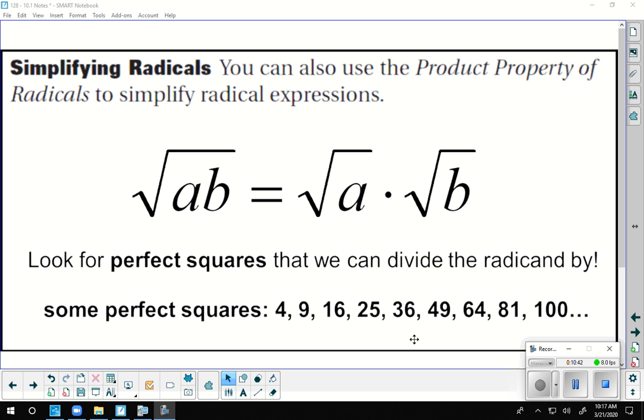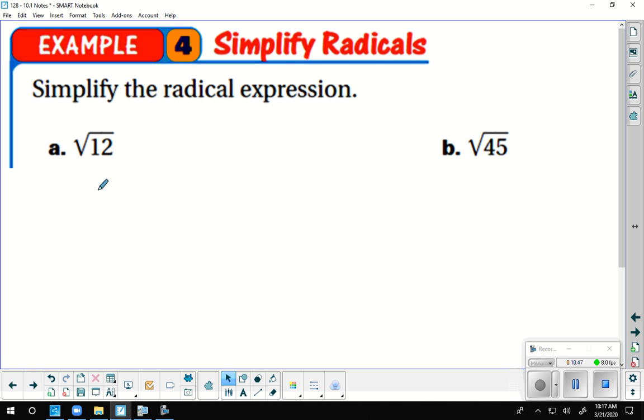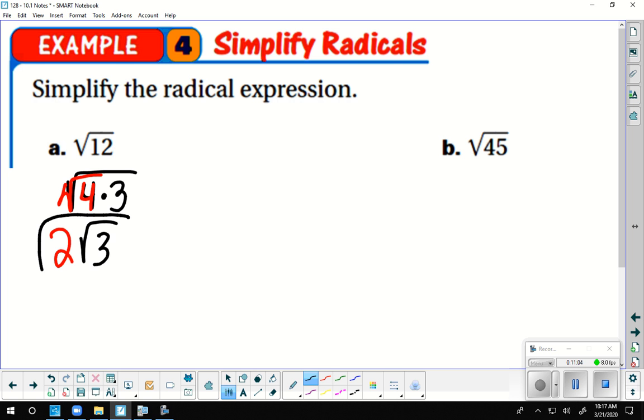So if our radical isn't simplified, it's going to have a perfect square factor. So for example, 12 has a perfect square factor of 4. So 4 times 3, I can just rewrite 12 as 4 times 3. Now, what is the square root of 4? That's just 2. And then 3 is prime, so 3 stays on the inside.